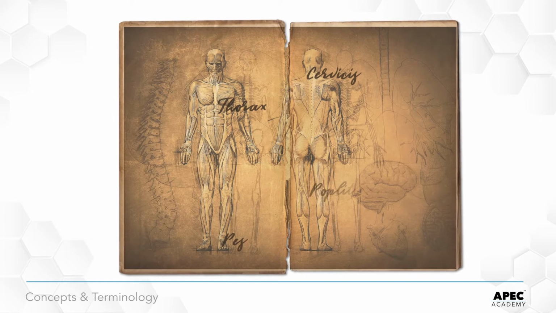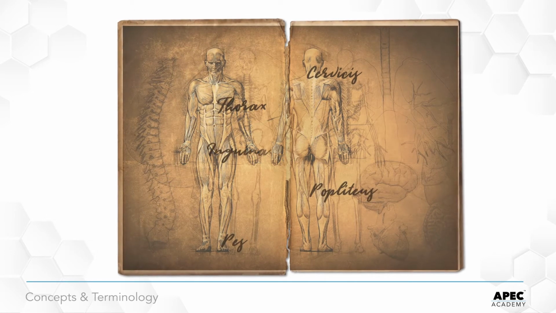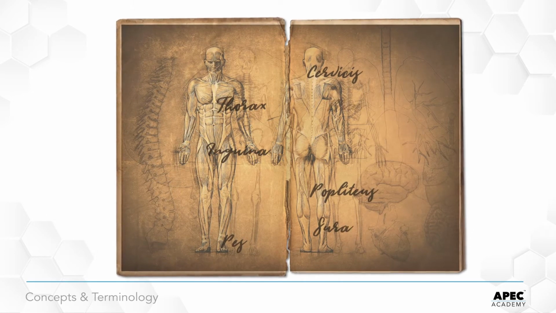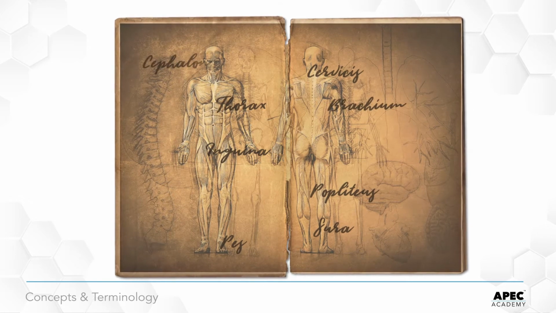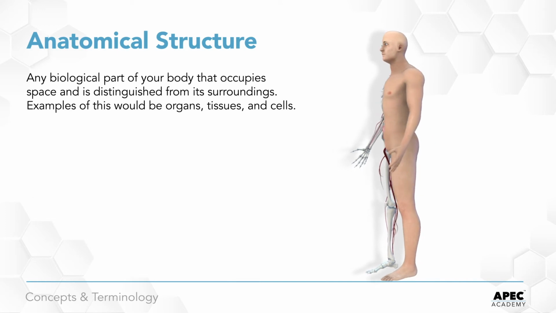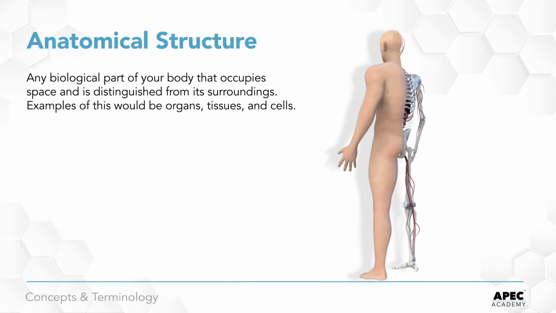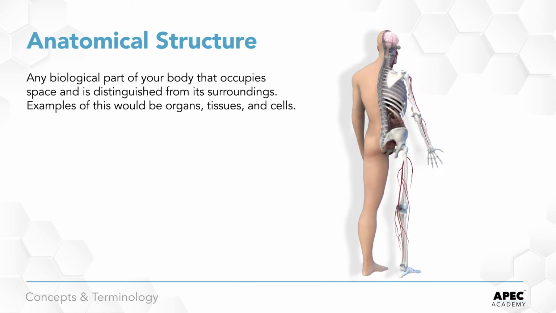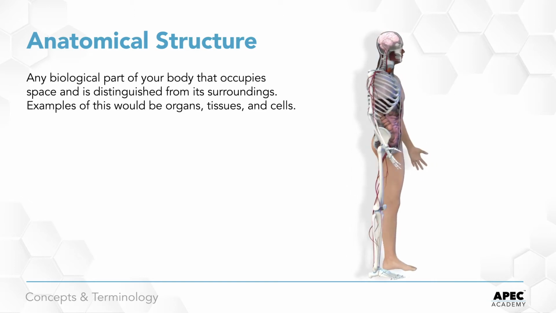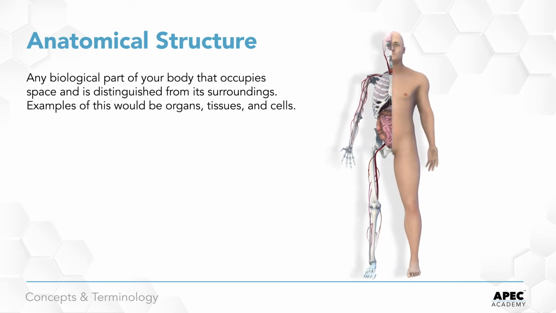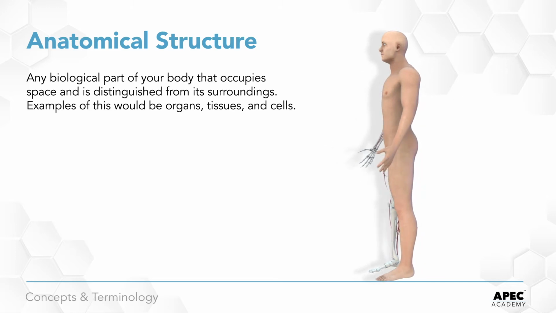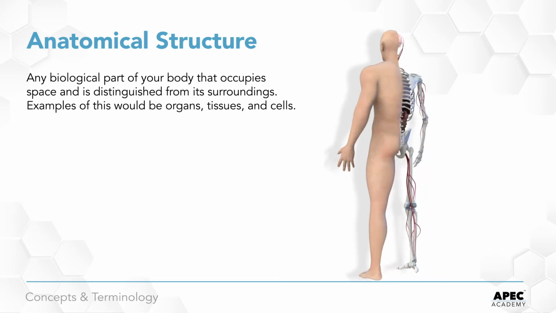And because of this, they tend to be difficult to pronounce. Learning anatomical terms is like learning a whole new language, so the time spent doing so is time well spent. A basic term we need to know is anatomical structure. This refers to any biological part of your body that occupies space and is distinguished from its surroundings. Examples of this would be organs, tissues, and cells.